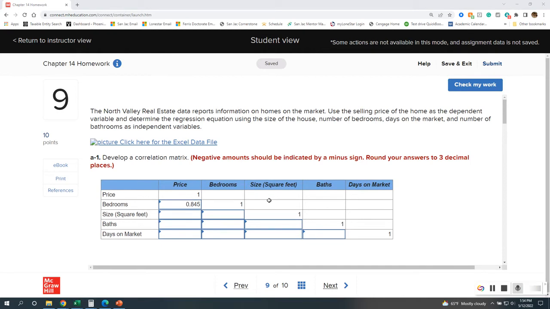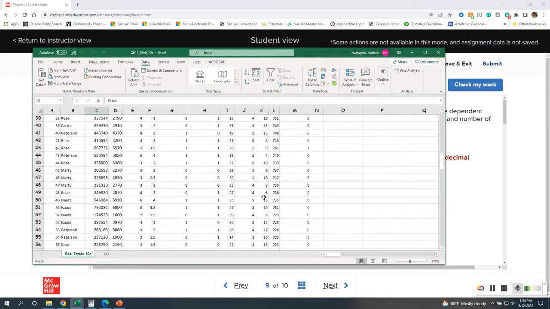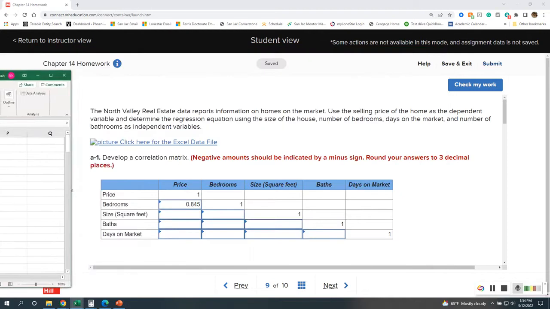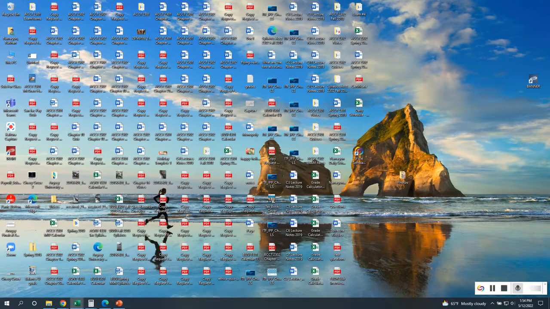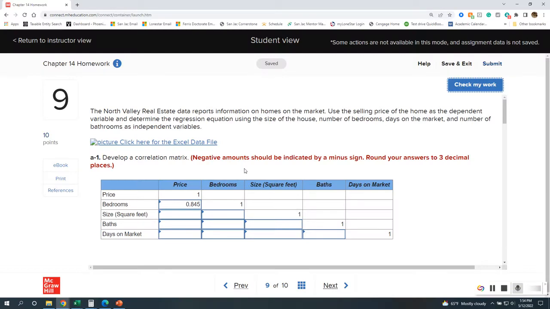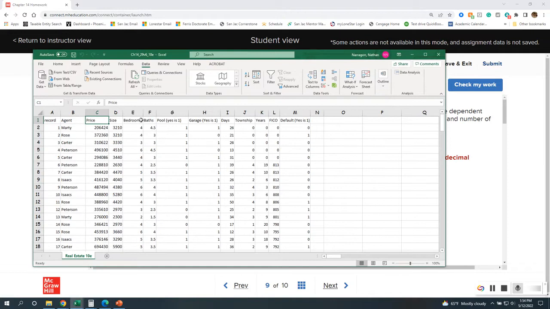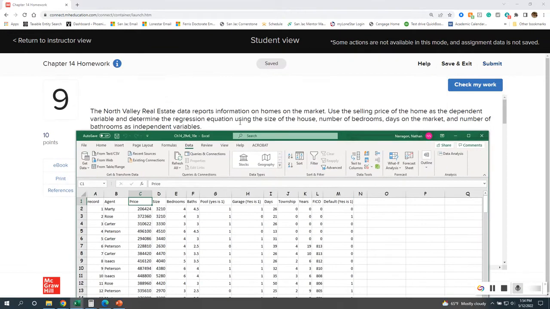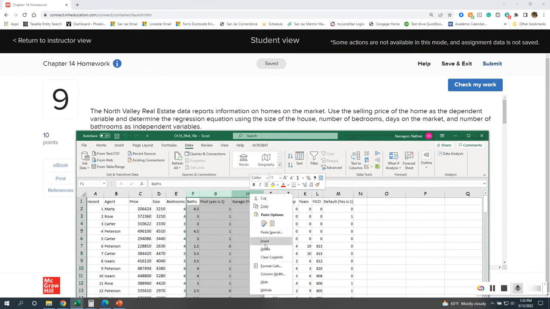Okay, so y'all know that sometimes we just end up fixing everything and we look through. Well, I found out how to make the matrix. We're actually going to use only the data that we need. So we're going to do the regression equation using the size of the house, bedrooms, days on the market, and number of bathrooms, sorry, as independent.